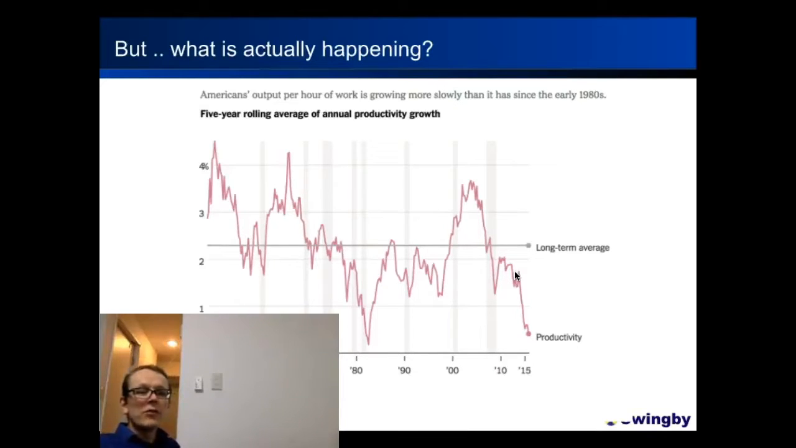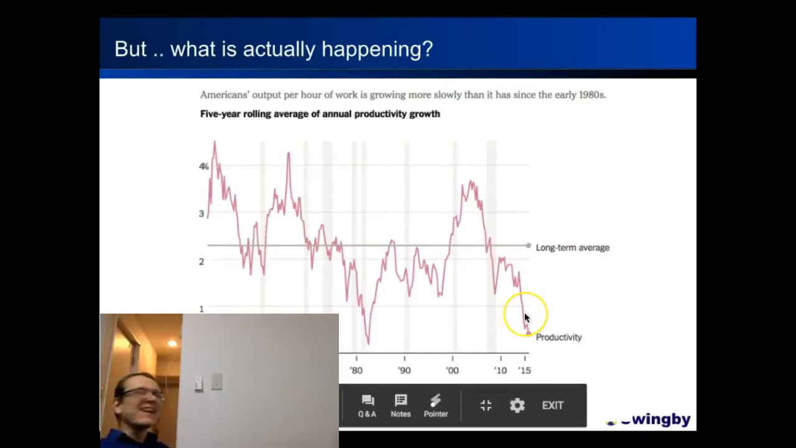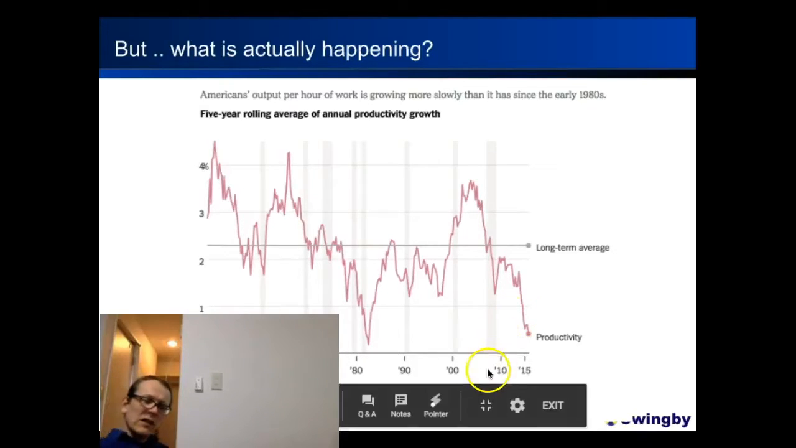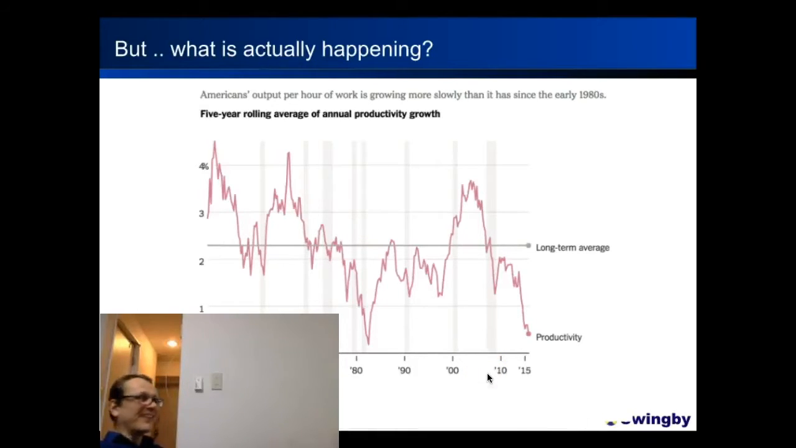Looking at American output per hour of work, it is growing more slowly than it has since the early 80s. Actually, with all the new technology, we would expect productivity to be growing, but productivity growth is actually declining. How come? Why is that? What's happening here?